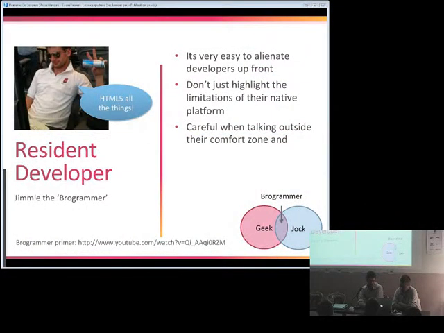Also, be careful when talking outside of their comfort zone. There's obviously a huge spectrum of experience in developers out there, and you really need to judge your audience and figure out what they're comfortable with. Things like macros, generics, and typedefs, to a JavaScript developer, seem like magic, and aren't really going to be very relevant to them. So try to base it on things that they're familiar with.